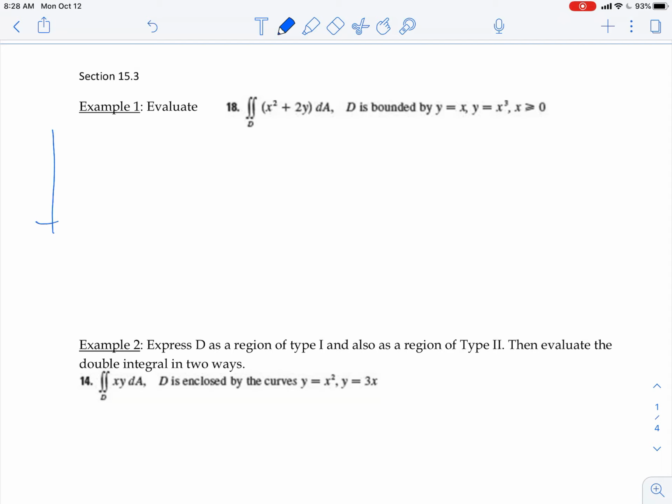Here's our region. And one good thing, if you're uncertain of where they actually intersect, over on the side, say, if y equals x and y equals x cubed, we can say x equals x cubed because they both equal y. Bring the x over, we get 0 is equal to x cubed minus x. Pull out an x, we get x times (x squared minus 1). We get x equals 0, x equals plus or minus 1, but because x has to be greater than 0, we just use the positive 1. So we know they intersect at 0, 1.